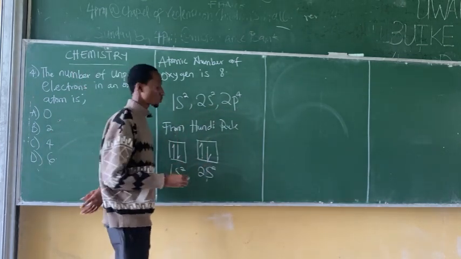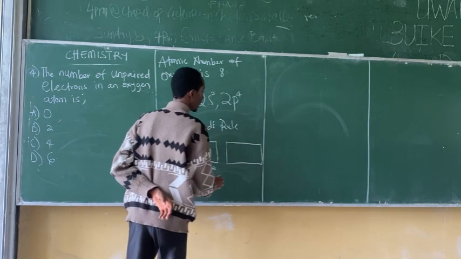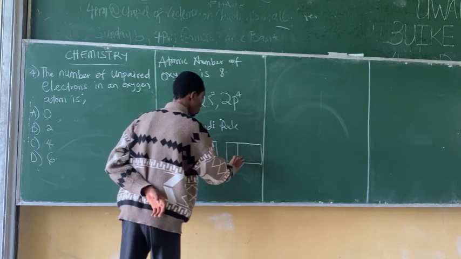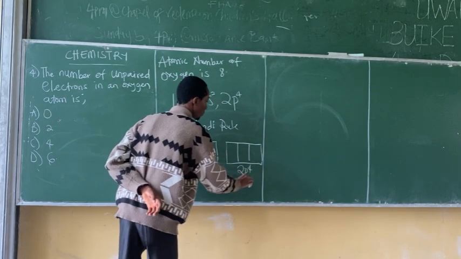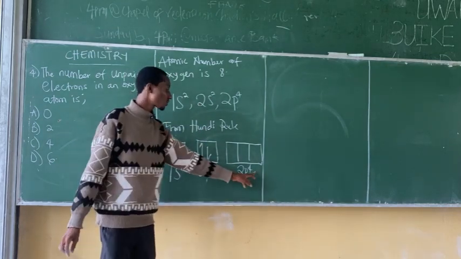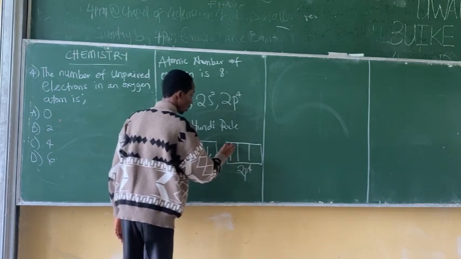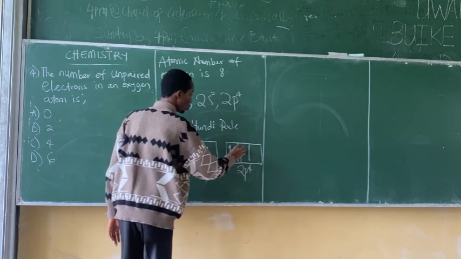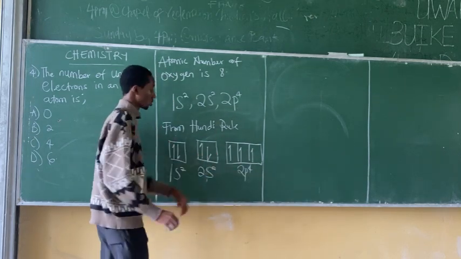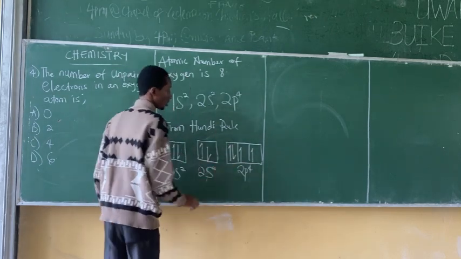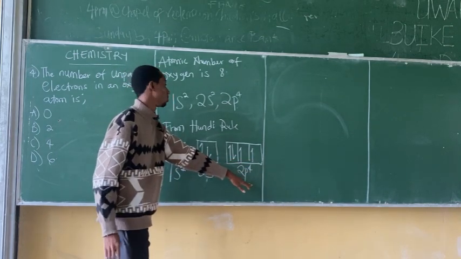For the p orbital, it can contain 6 electrons and is divided into 3. This is for your 2p4. Don't forget, this has 4 electrons. So what you do, you fill singly first. You say 1, 2, 3, right? Remaining what? Remaining 1. So when you add that one here, we are done with it. You have 4. 1, 2, 3, 4 here in this particular p orbit.